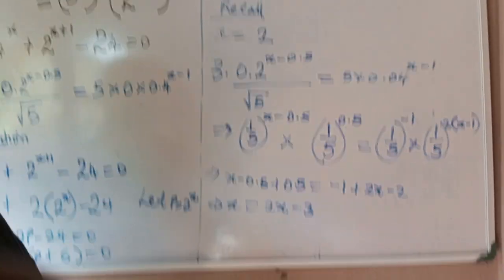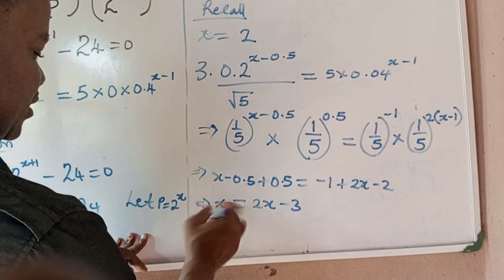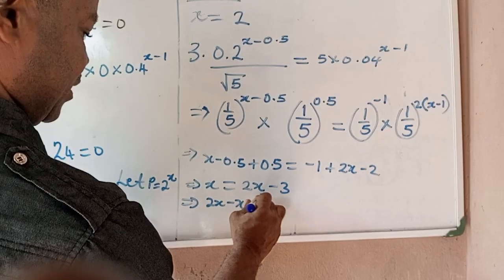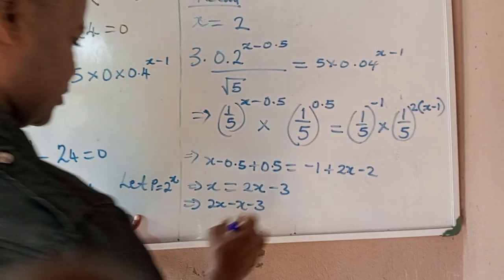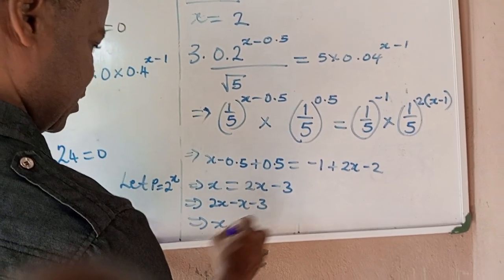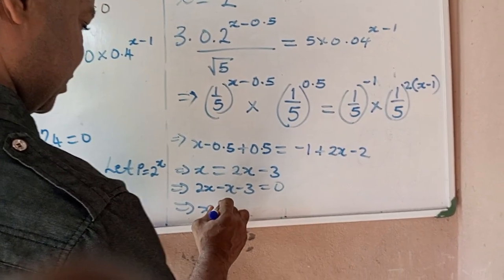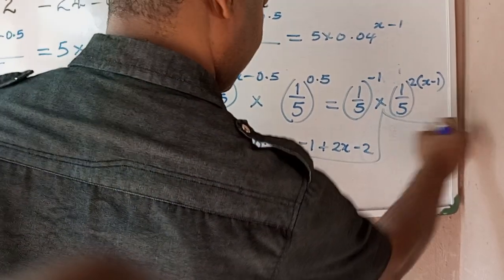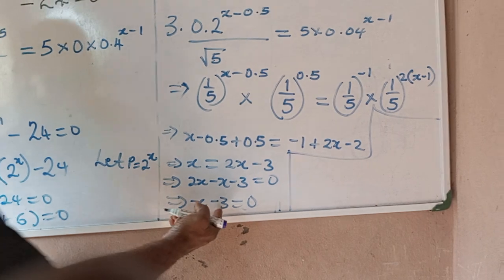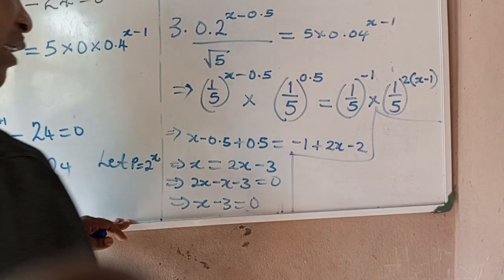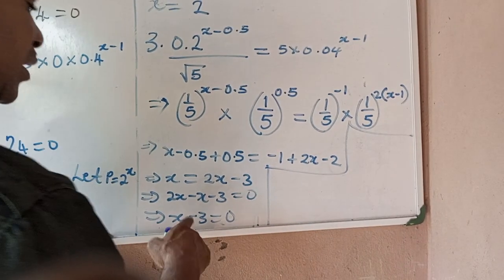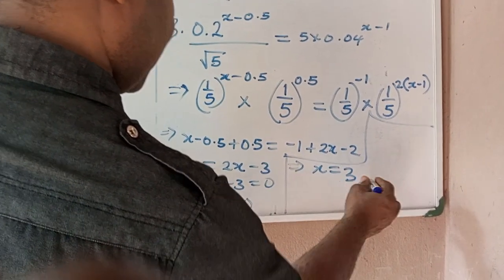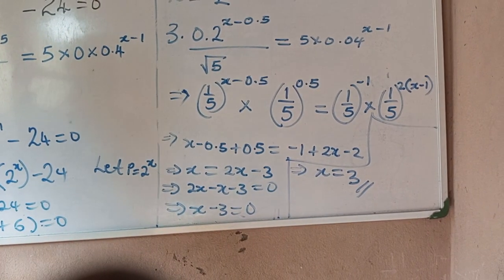Okay, so we're using additive inverse of x. It implies that we are going to have 2x minus x minus 3. Okay, so that automatically gives us is equal to 0. x minus 3 is equal to 0. Now at this point, we can use additive inverse of minus 3, which is 3, so that we can have that x is equals to 3 as the solution to the last problem.